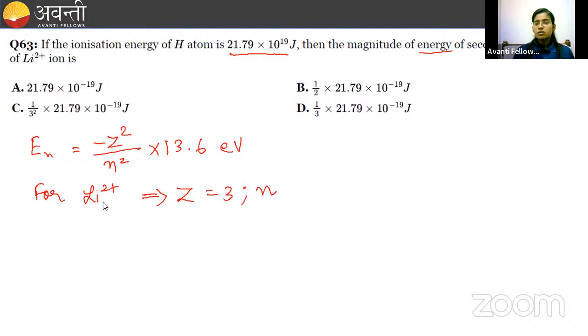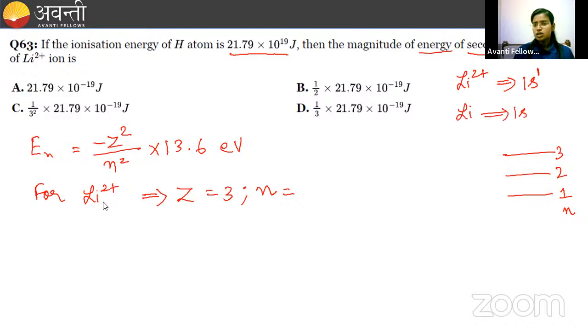And the value of n. So n will be what? Here it is given that the state is the second excited state. So this is the ground state, the value of n is 1 here. And this is the second state with n equal to 2, and this is the third state. For lithium 2 plus, the configuration is 1s1, because the configuration of lithium is 1s2, 2s1. So 2 electrons are lost: 1 electron from 2s and another electron from 1s would have been lost. So the remaining one will be there in the 1s orbital.